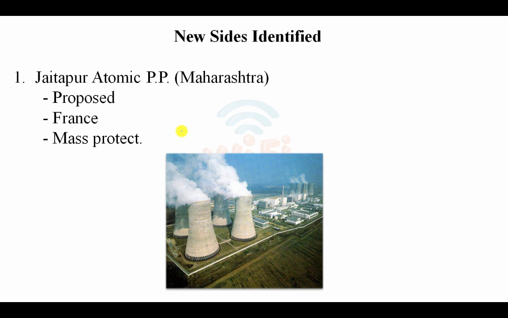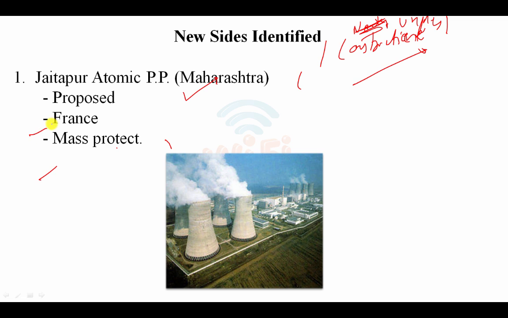There are a few sites which are identified and are under construction. First is the Jaitapur atomic power plant. Jaitapur atomic power plant is in Maharashtra. Very important. There was a huge protest over this atomic power plant, so that's why this is very important, and France is the country which is helping us in making this power plant. Jaitapur is in Maharashtra, and France is helping us in making this power plant.